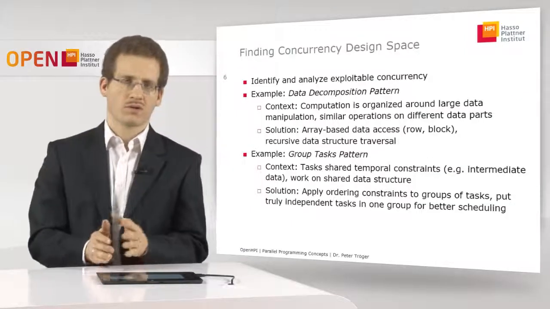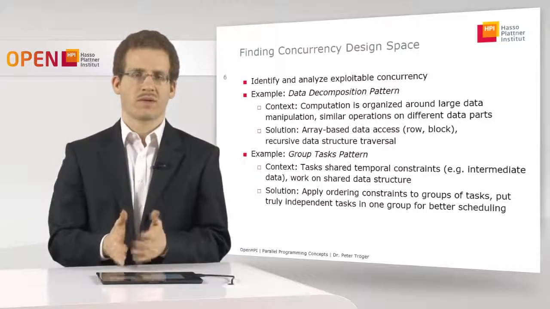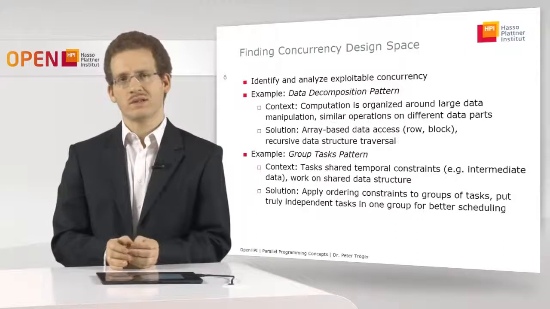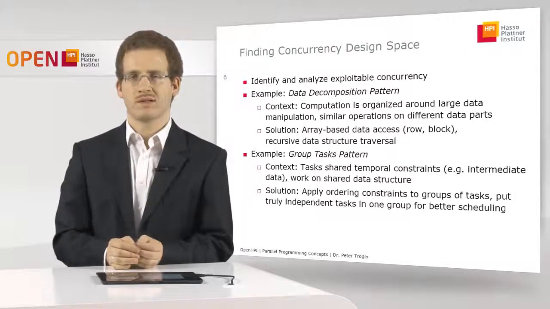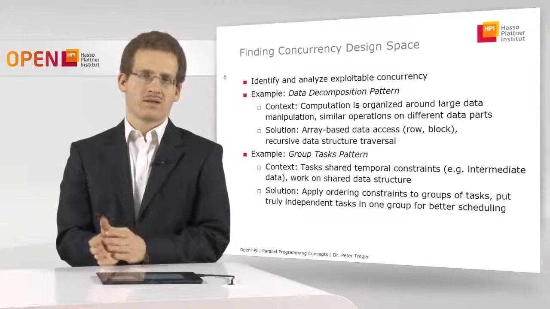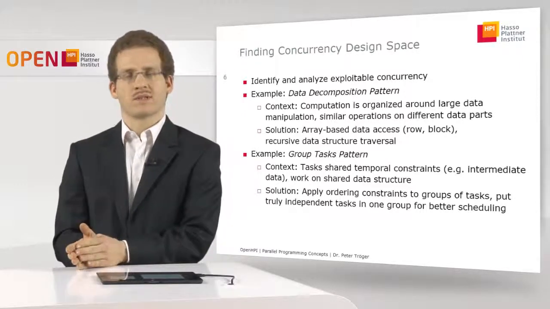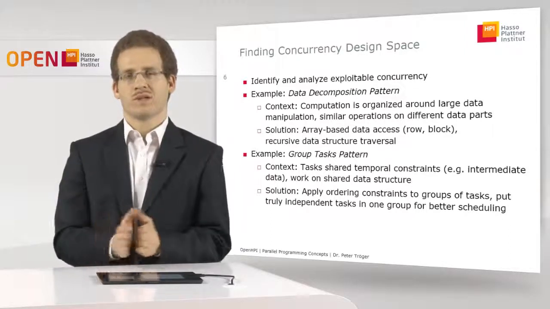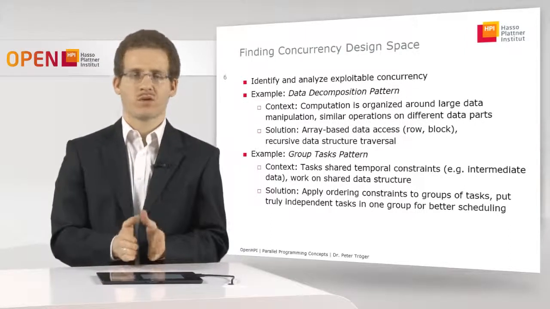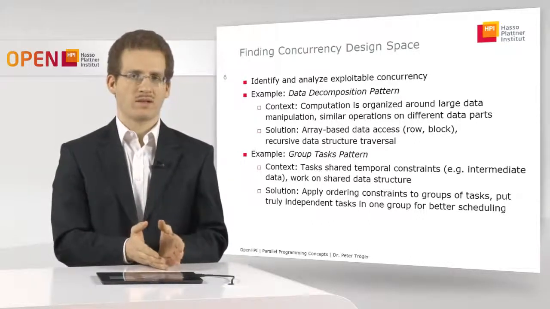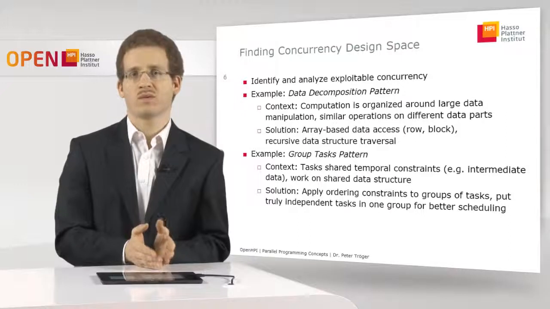So let's have a short look into the different phases in order to give you a better understanding of what that means. The finding concurrency design space, the first design space in the development of a parallel solution, has the idea, as I said, to find exploitable concurrency. One example is the data decomposition pattern. So with the data decomposition pattern, we have a particular context. This is the kind of problem domain where this pattern matches, where we may want to use it.